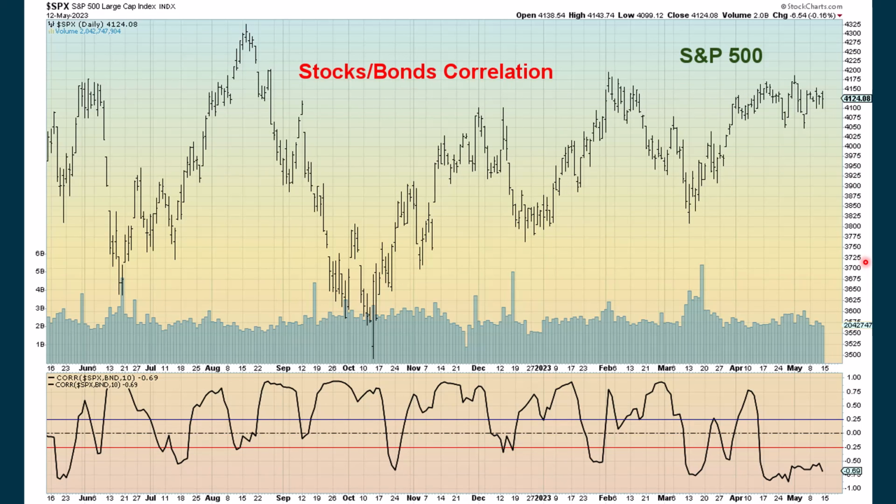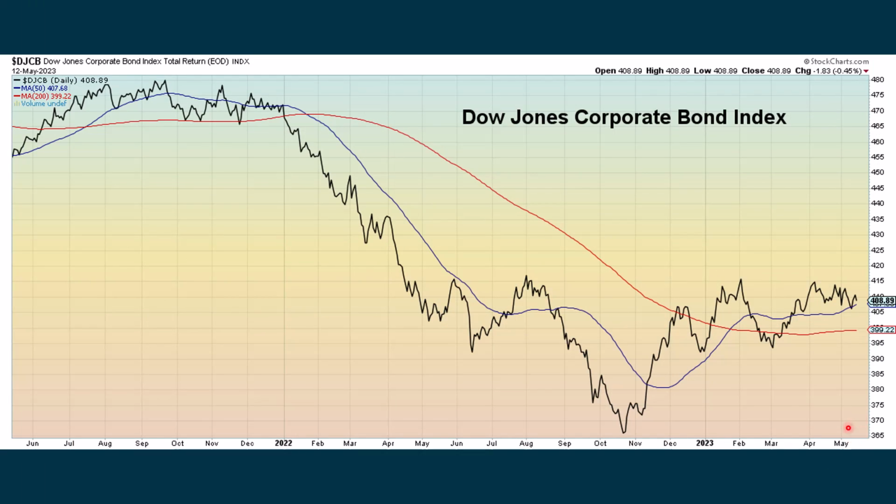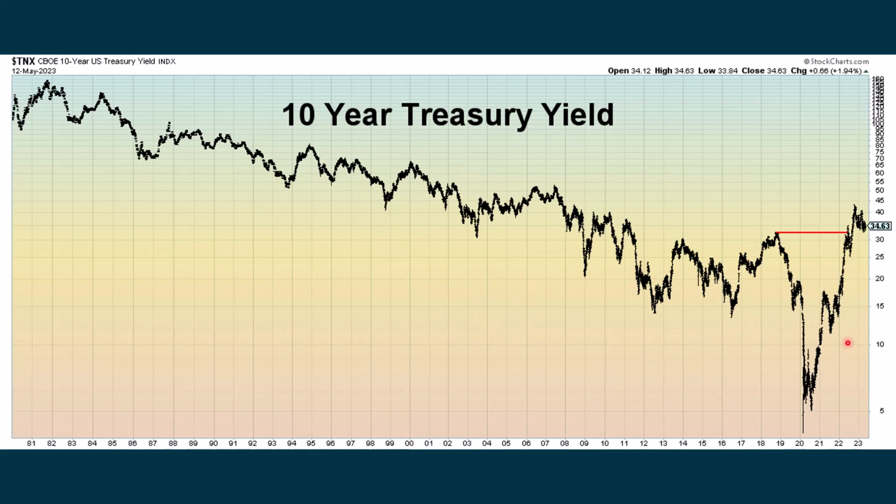We look at the stock to bond correlation, they're having a real strong tendency to go in opposite directions. When we're below this blue line and above this red line, that's more neutral. When we break above the blue line, and the closer we get to 1, the closer they have a correlated relationship going in the same direction. When it falls down and the closer we get to -1, that means they're going in opposite directions of each other. The corporate bond index remains in an overall uptrend.